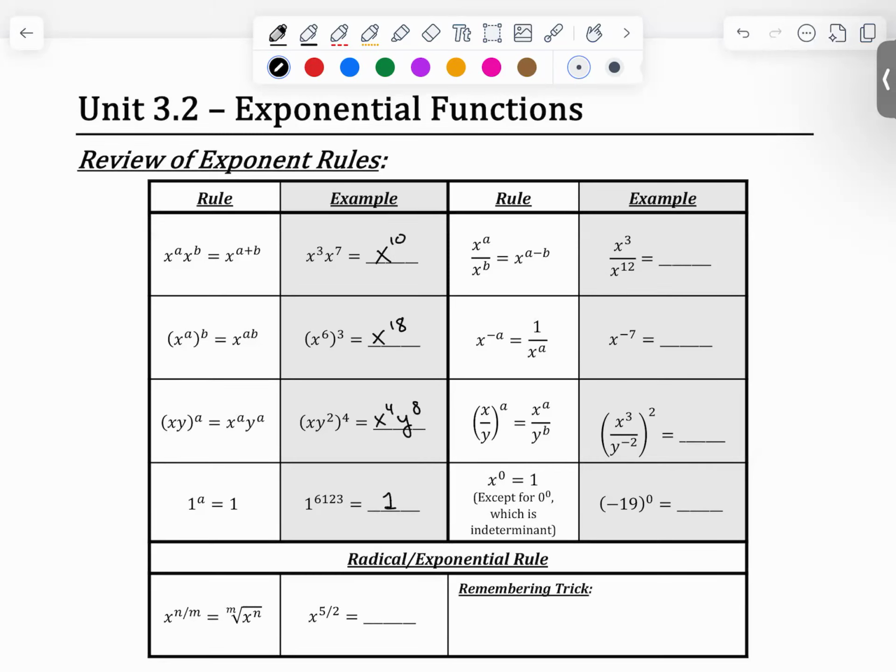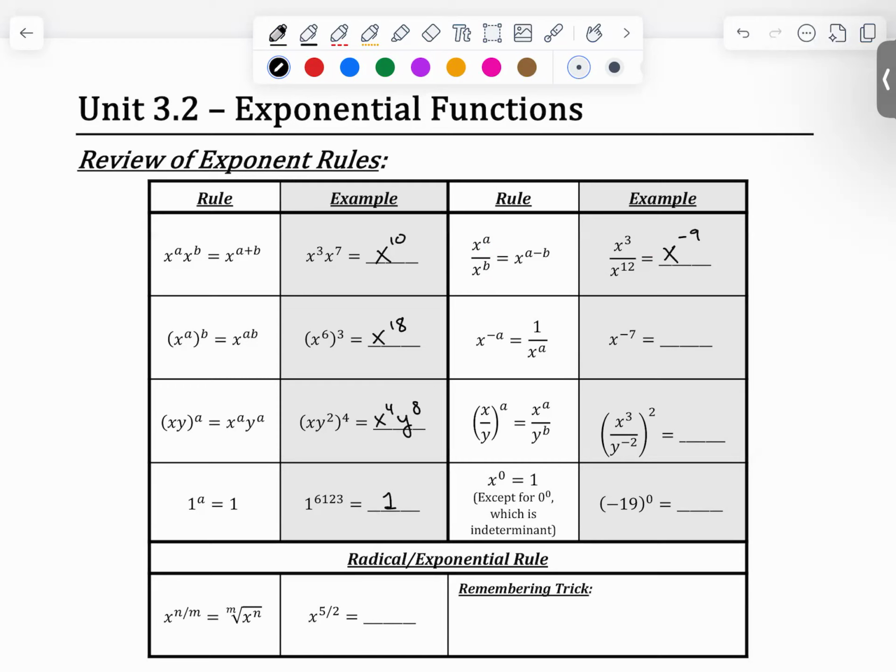Then if you have two things with the same base and different exponents being divided, you take the difference of the exponents, a minus b. So in this one, that would be x to the 3 minus 12. That would be x to the negative 9.